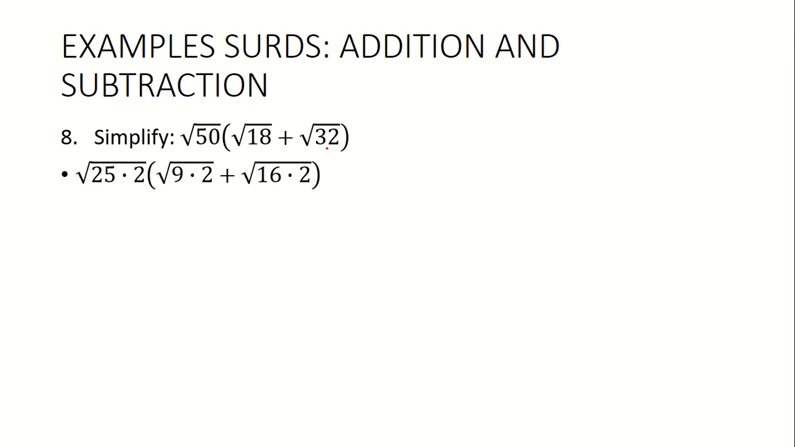Now you can actually root each factor, so the square root of 25 will be 5, and the square root of 2 will still be the square root of 2. And the square root of 9 will be 3, and the square root of 2 will still be the square root of 2. The square root of 16 will be 4, and the square root of 2 will still be the square root of 2.